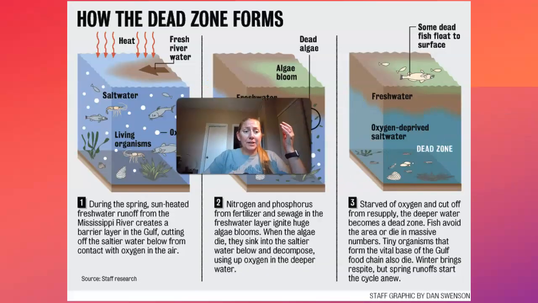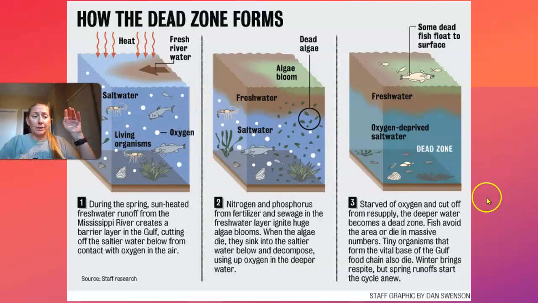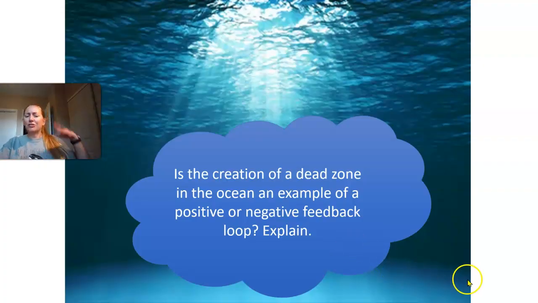This graphic here, how a dead zone forms, I've used this earlier in the year, so I'm not going to go through it with you. This is part of 8.5 and eutrophication, which we've talked about over and over again. So something for you to think about here is the creation of a dead zone, an example of a positive or negative feedback loop. I want you to think about it, and we'll come back to that and maybe answer it in class.